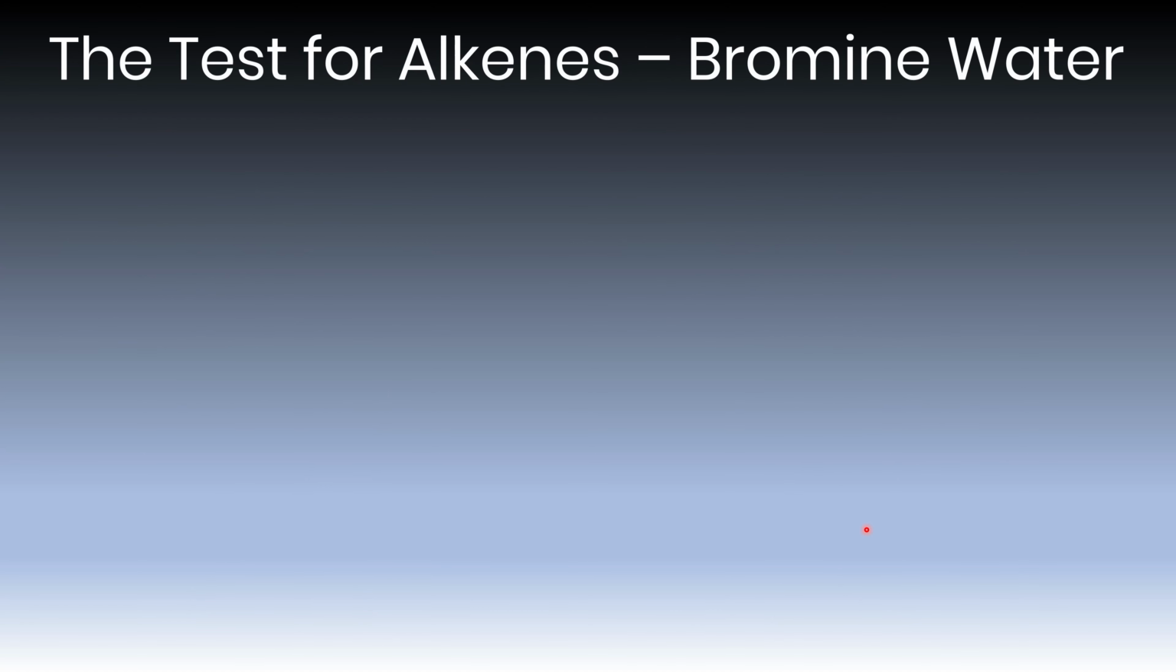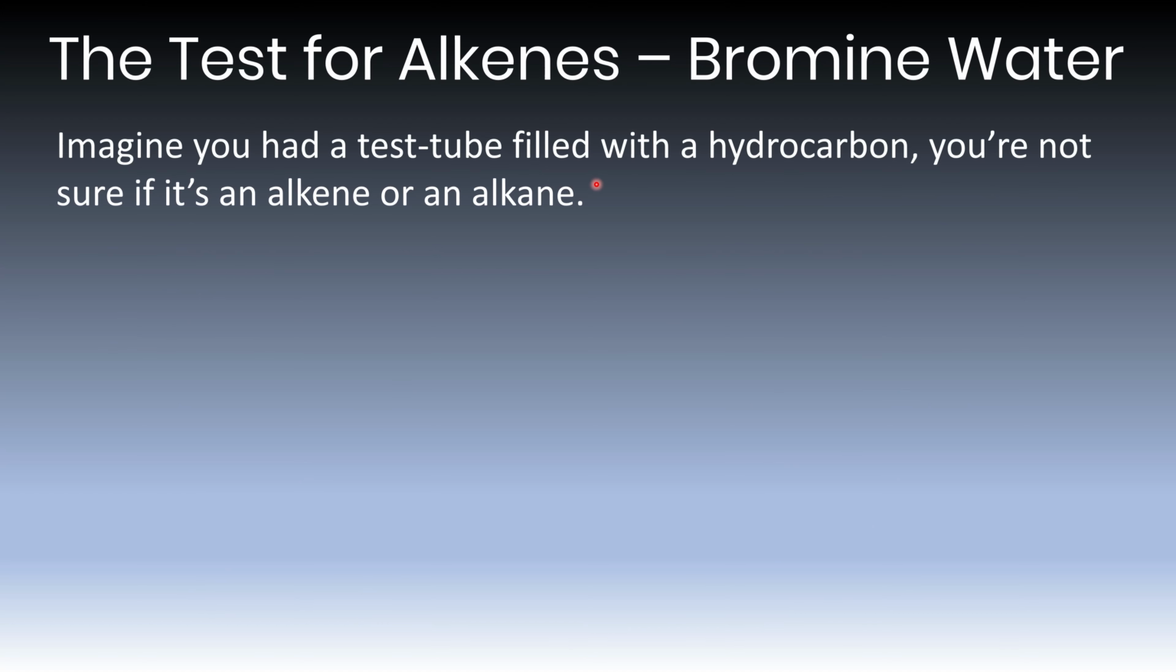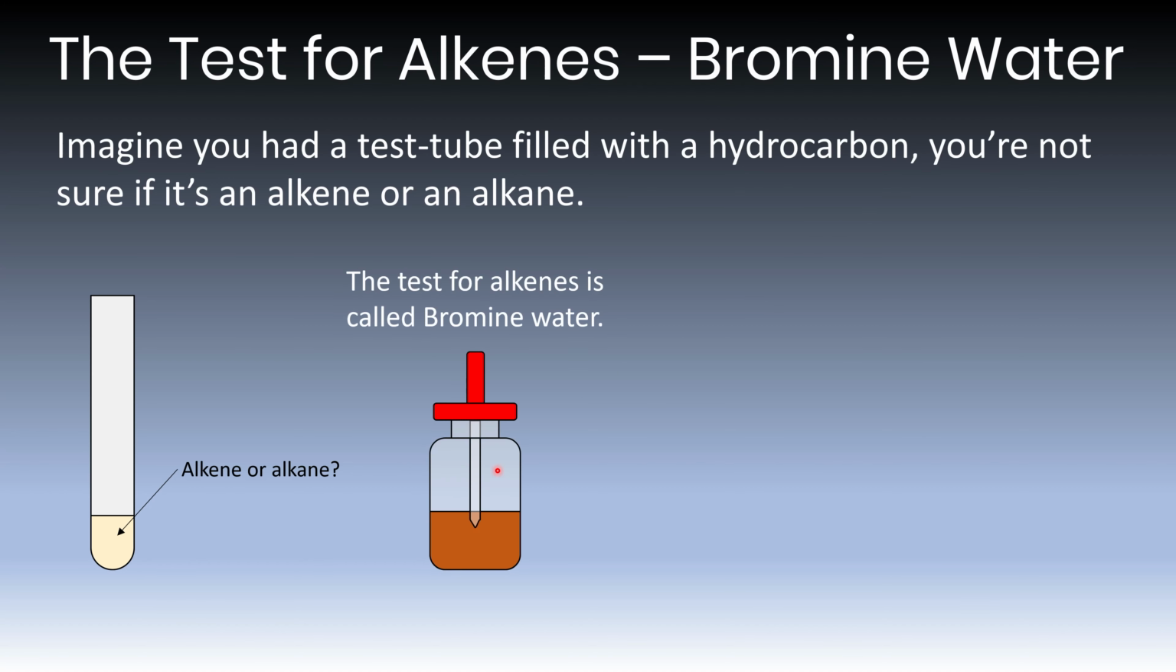Now let's imagine that we had a test tube filled with a hydrocarbon and you weren't sure whether it was an alkene or an alkane, and you wanted to test to determine which it was. Well, there's a test that specifically works on alkenes, and it's called bromine water. And bromine water typically comes in a little stoppered bottle with a pipette stuck through the top so you can just lift it out and squirt the bromine water into whatever you want. Now, bromine water is orange. Key fact you need to know about it.